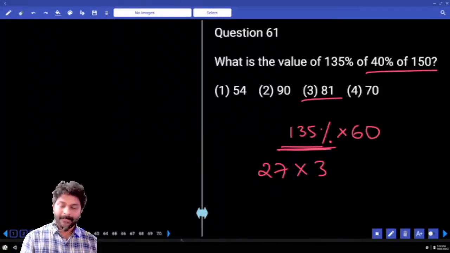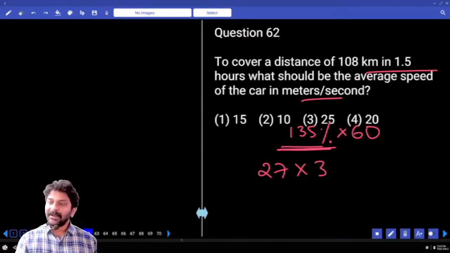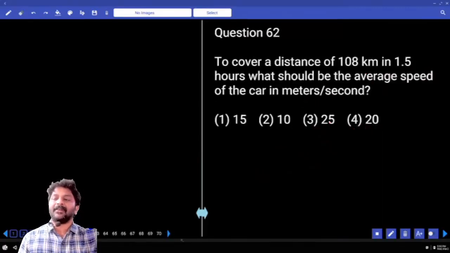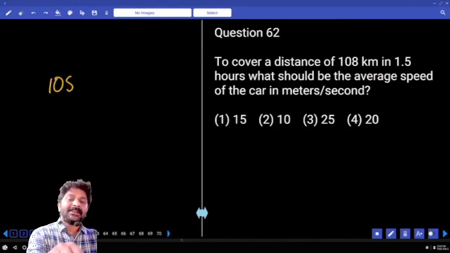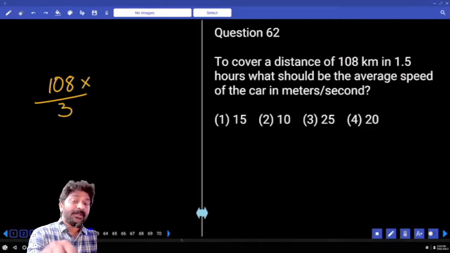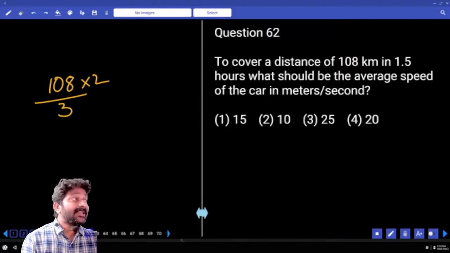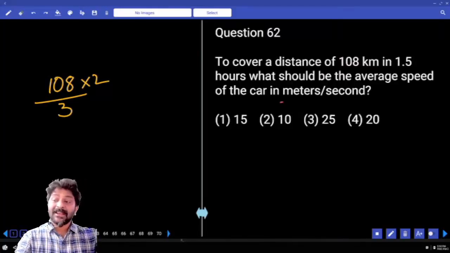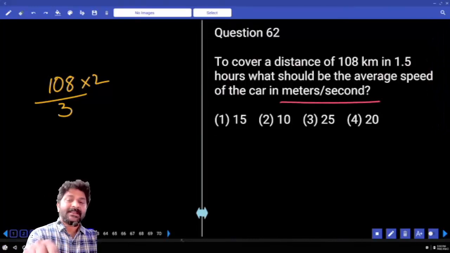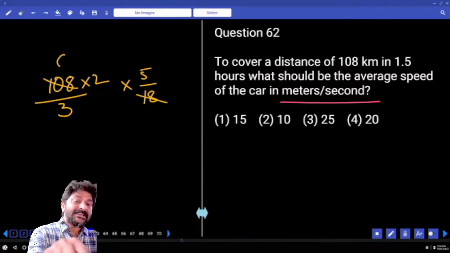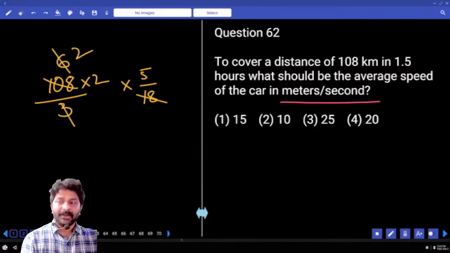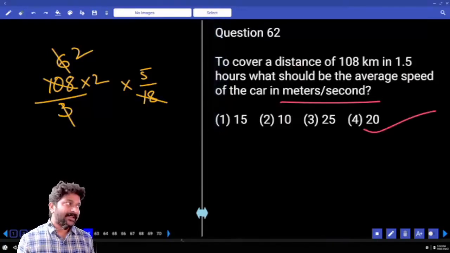Okay, now. To cover a distance of 108 kilometers in 1.5 hours, what should be the average speed of the car in meter per second? 108 kilometers covered in how much time? 1.5. Can we write it as 3/2? Yes, this much is the speed in kilometer per hour. But we were asked to calculate in terms of meter per second. So that is into 5/18. 18 how many times? 6 times. 3, 2 times. 2 into 2, 4. 4 into 5, 20 meter per second.